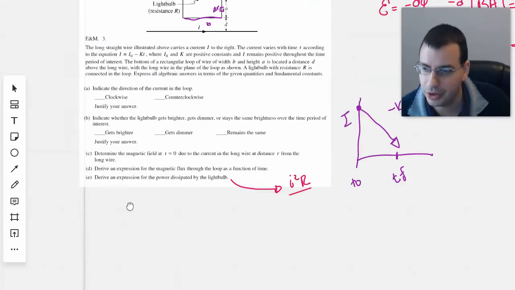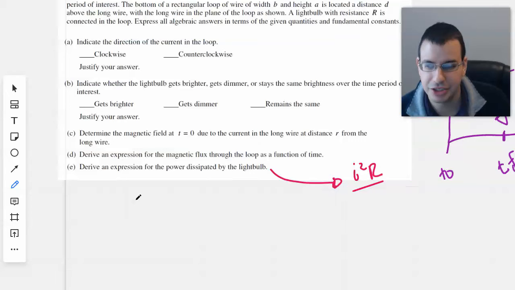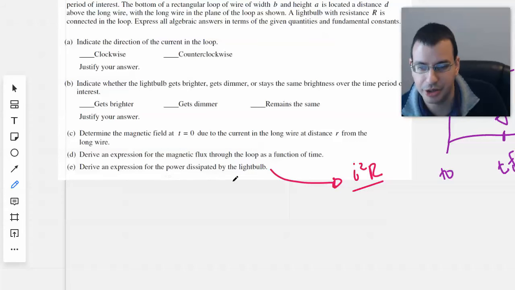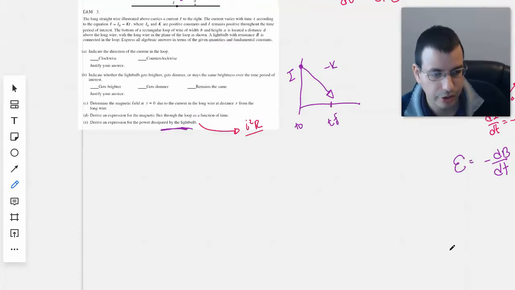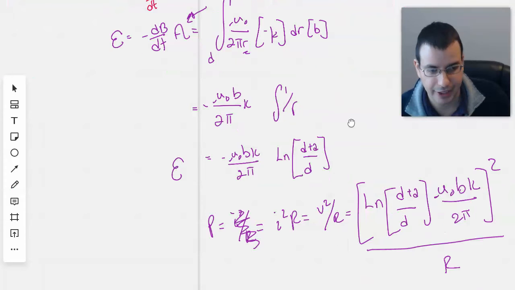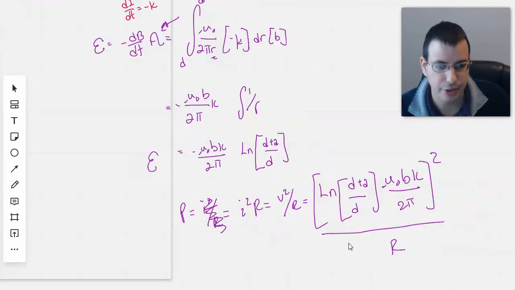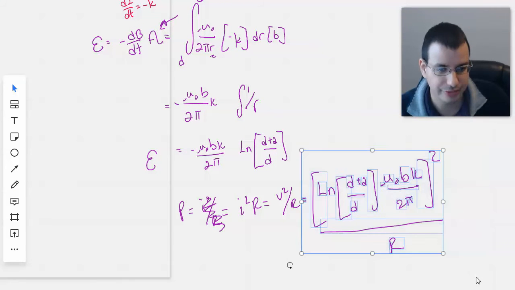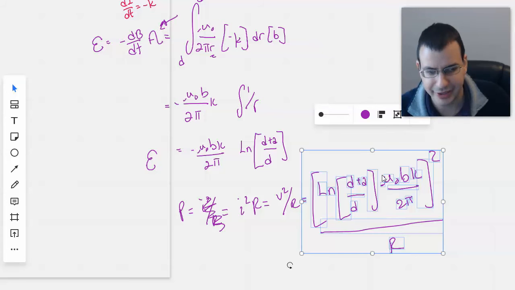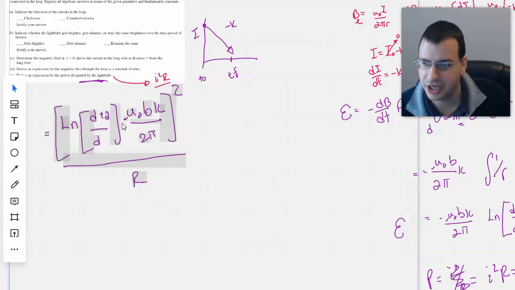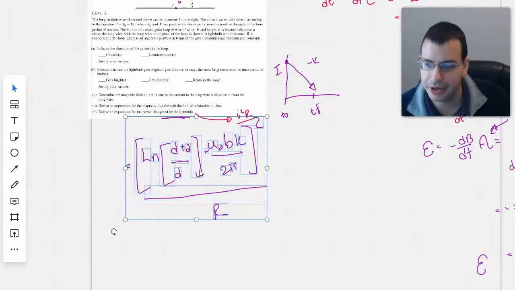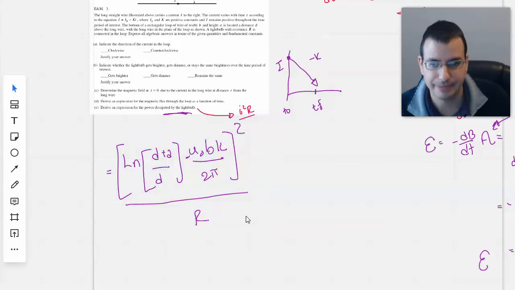So what I did was, all right, here's the answer to the last question: derive an expression for the power dissipated in the light bulb. I squared R, and it is this monster of an equation. I know, I hate having giant expressions, but that's kind of what it is this time.